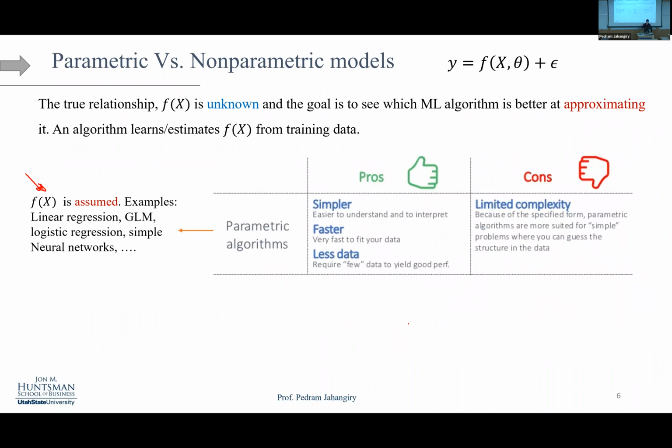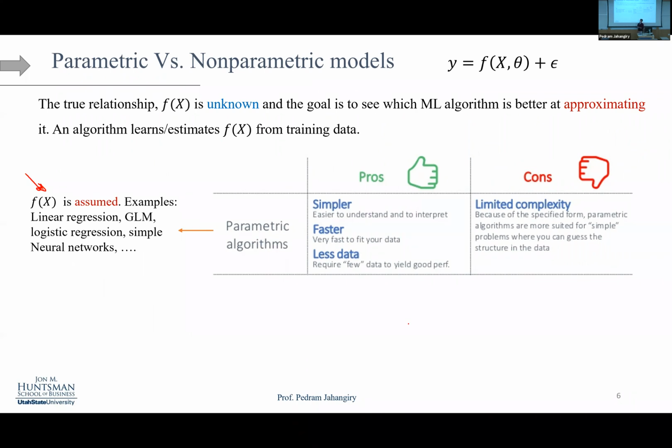One of the advantages is that it's simple, because you're assuming a functional form and you observe that f of x. This f of x is something observable. And remember, guys, you're making an assumption. So that's simple. It's going to be faster. When I say it's going to be faster, what do I mean?